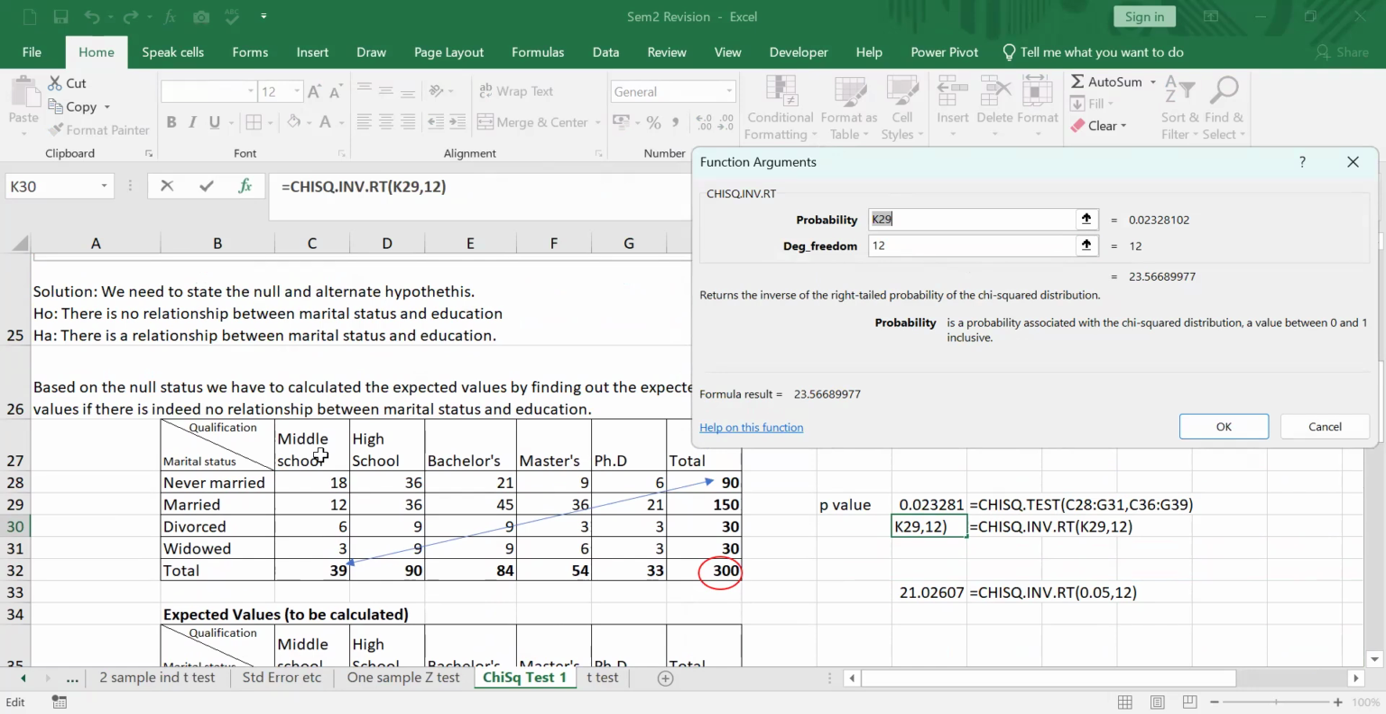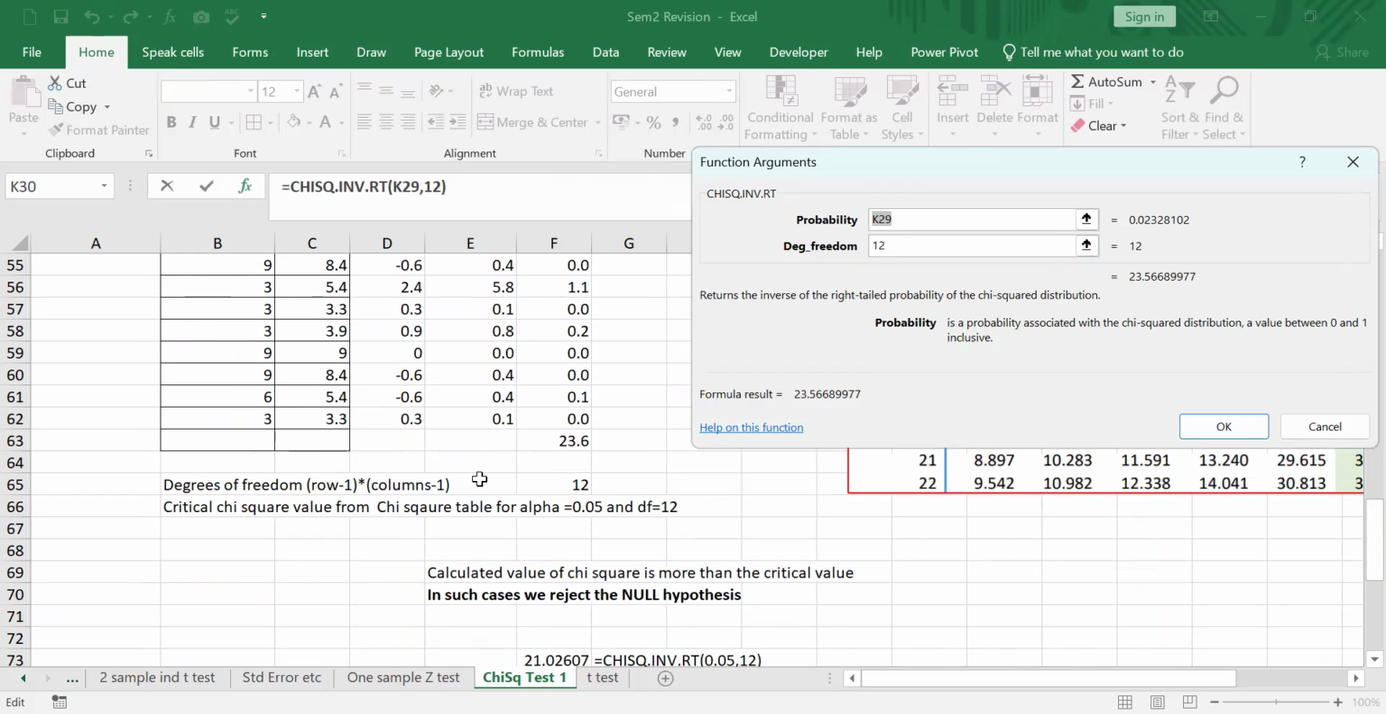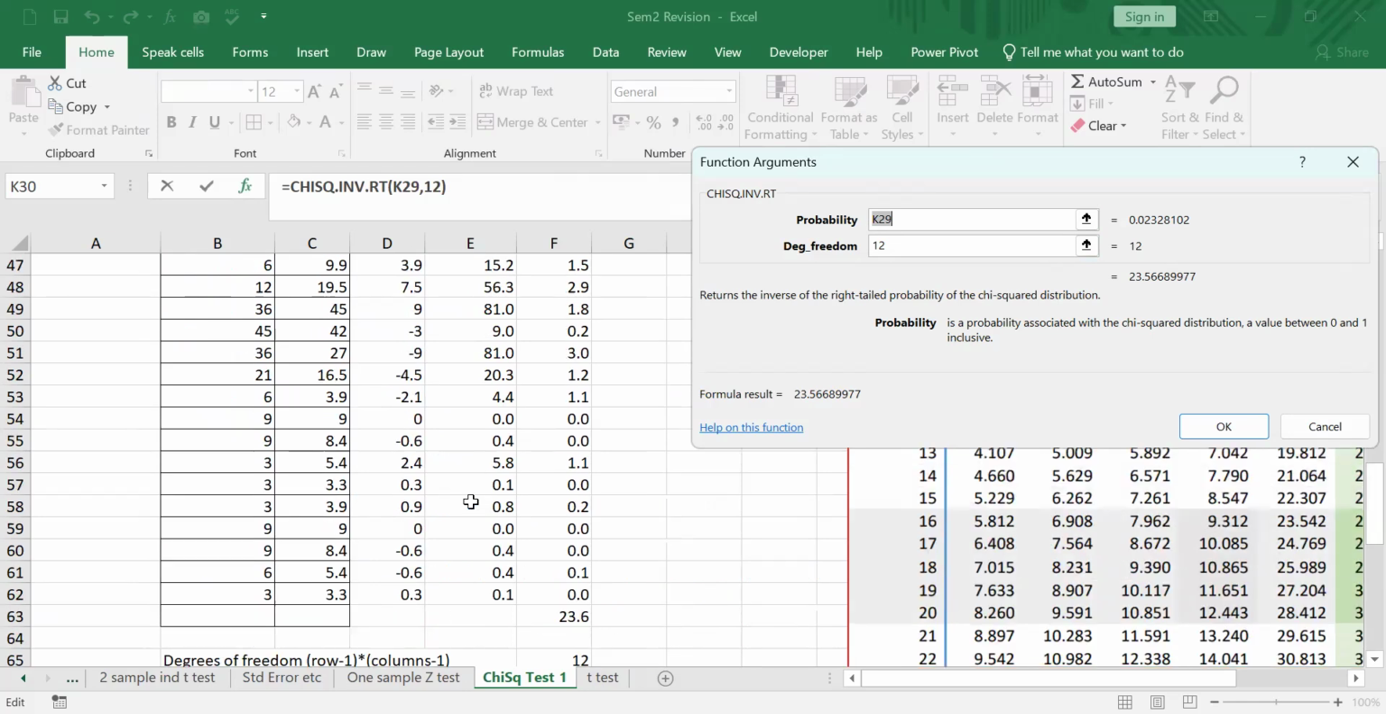Now, how many columns are there? 1, 2, 3, 4, 5 columns. And how many rows are there? 1, 2, 3, 4 rows. Columns 1, 2, 3, 4, 5. Subtract 1 from there, so it becomes 4. Rows, there are 4 of them here. Subtract 1 from there, so 4 into 3 is the degrees of freedom. So put degrees of freedom here: rows minus 1 star columns minus 1. It's 4 into 3 equal to 12.